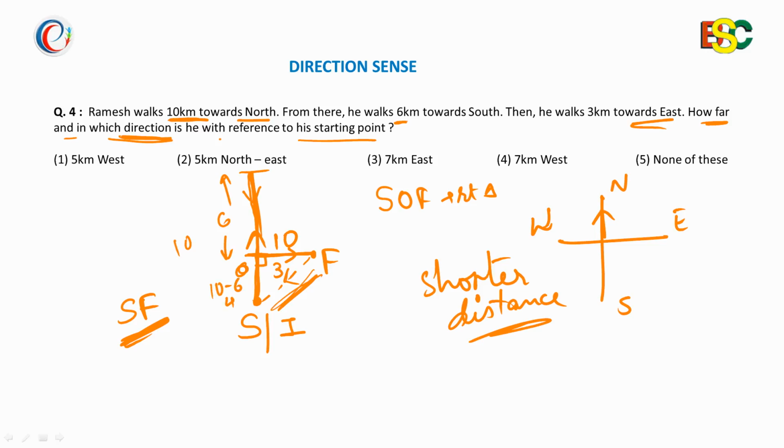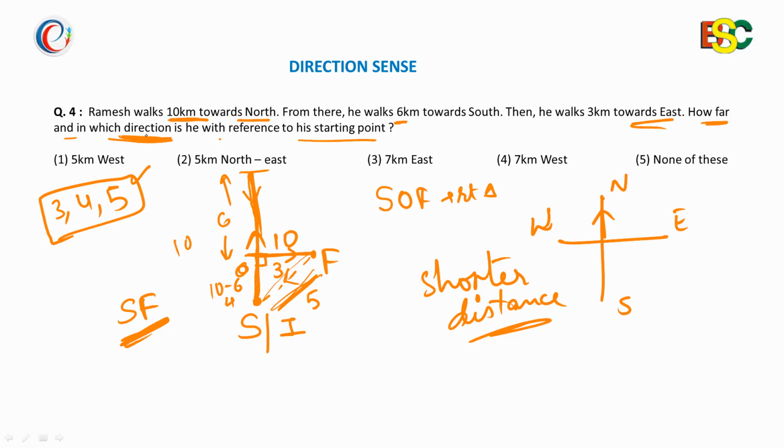Okay, and there is one Pythagoras triplet, that is 3, 4, 5. I would suggest you to remember this, as it will help you in the mathematics portion also during the exams. So this distance becomes 5, and so we have found the distance, that is 5 kilometers.